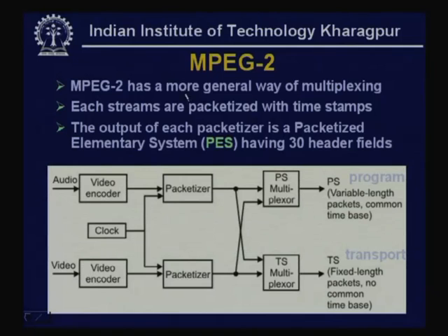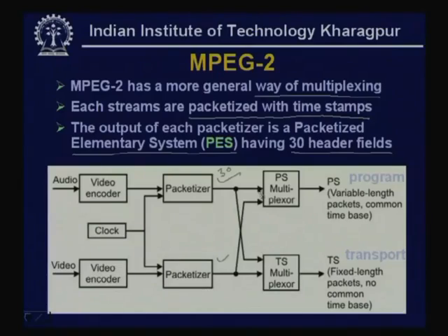And MPEG-2 has a more general way of multiplexing. Here each stream is packetized with timestamps, as is done in case of MPEG-1, and the output of each packetizer is a packetized elementary stream having 30 header fields. Those header fields essentially give it time stamping, error detection, and various other fields which are used. Then these are multiplexed.